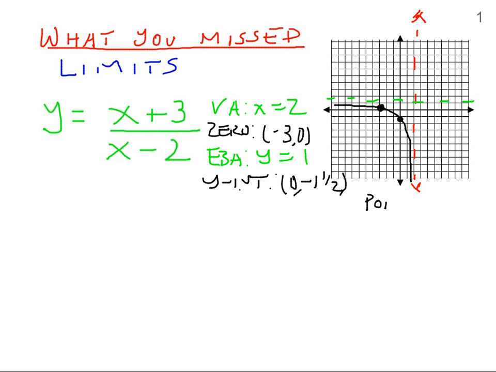So this is kind of the old way of doing it. We didn't have a perfect setup. So when I look for a point, I pick a point on the other side of the vertical asymptote. In this case, it's going to be 3. And if I plug 3 in, I'll get 6 over 1, which is 3 comma 6. So there's another point. And now, with that said, I can graph my entire rational function.